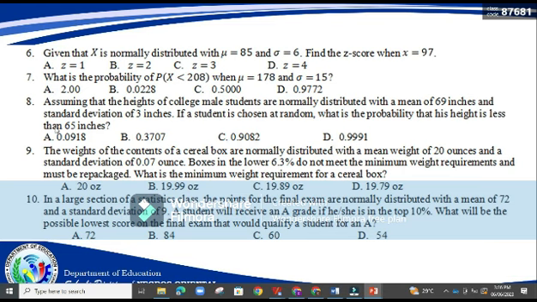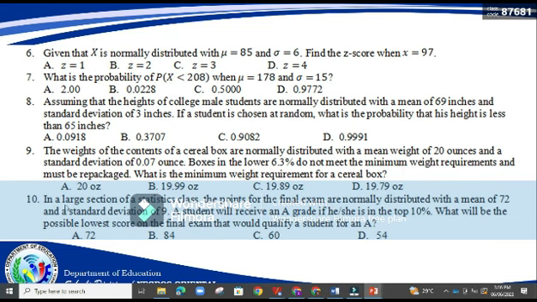Number 9, the weights of the contents of a cereal box are normally distributed with a mean weight of 20 ounces and a standard deviation of 0.07 ounce. Boxes in the lower 6.3% do not meet the minimum weight requirements and must be repacked or repackaged. What is the minimum weight requirements for a cereal box? A. 20 ounce, B. 19.99 ounce, C. 19.89 ounce, D. 19.79 ounce.